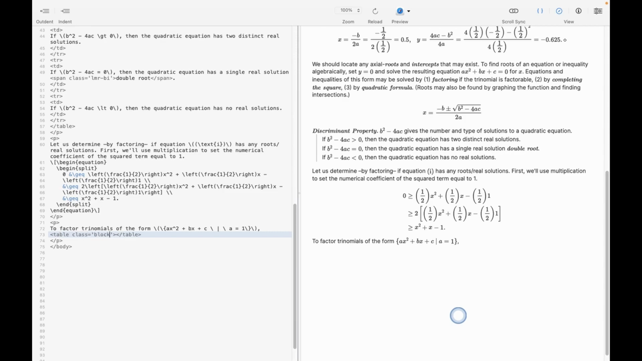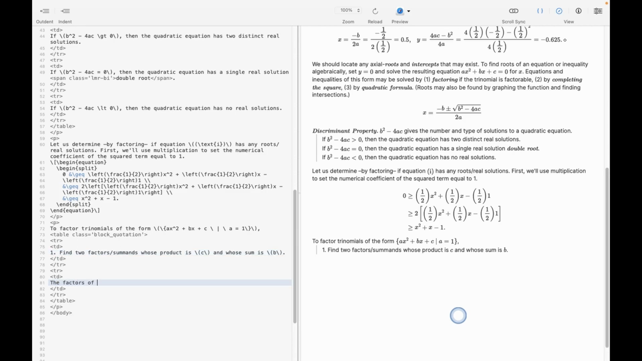So to factor trinomials of the form ax squared plus bx plus c, where a is equal to 1, the first step is to find two factors, or summands, whose product is equal to c and whose sum is equal to b. The factors of the trinomial will be formatted as shown here in parentheses.